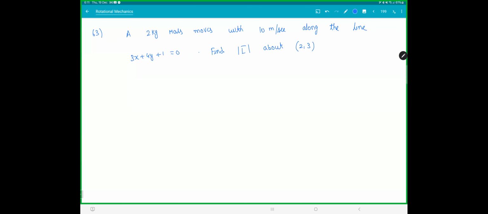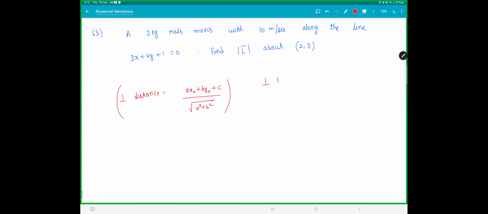Now in Max, did you learn this perpendicular distance formula? The perpendicular distance from a point to a line is given by (ax0 + by0 + c) by root over a square plus b square. Now, if you know that, you're done. So this is the perpendicular distance from (x0, y0) to ax + by + c.